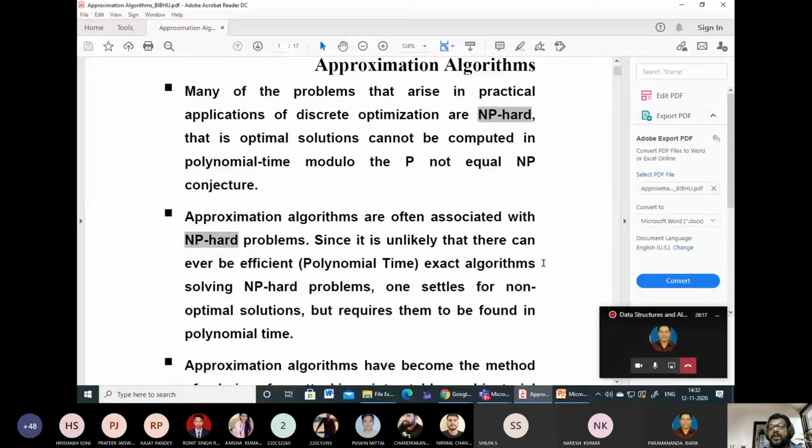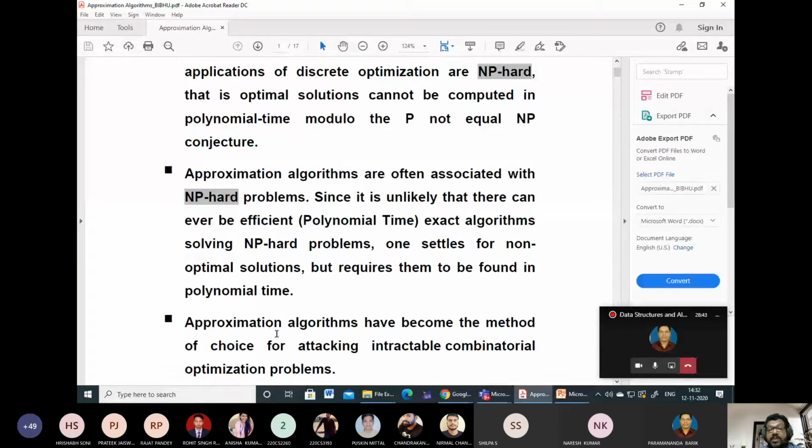Many of the problems that arise in practical applications of discrete optimization are NP-hard. That is, the optimal solution cannot be computed in polynomial time, modulo the P not equal to NP conjecture. That means we do not have a known polynomial time algorithm. So approximation algorithms are often associated with NP-hard problems. That's why a textbook is titled approximation algorithms for NP-hard problems.